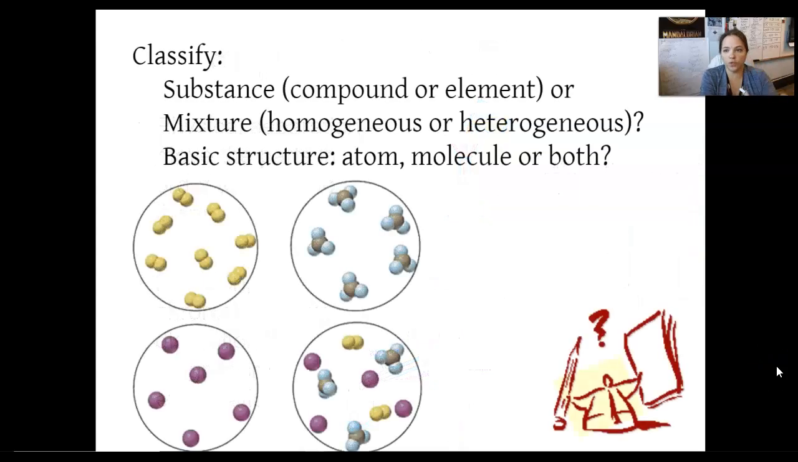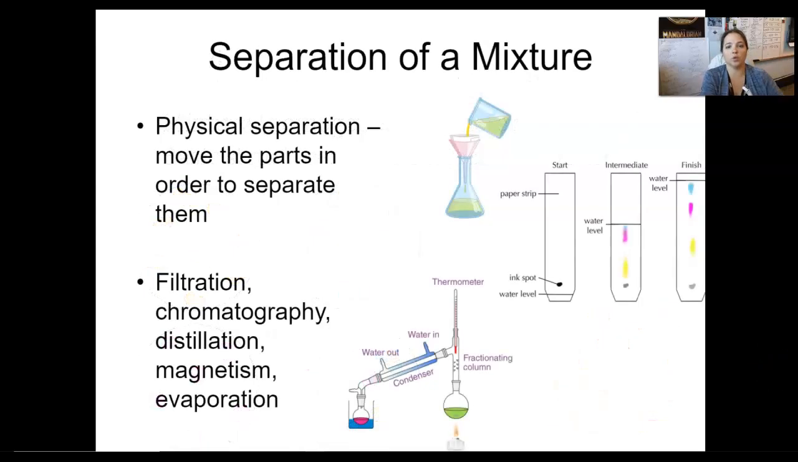All right, so we just finished classifying. So now we're going to go to separating the mixtures, because remember, the mixtures are the ones that you can see. So first thing is you got physical separation. These are of mixtures, right? So you can physically separate them by moving the parts in order. Physical is moving parts in order to separate them.